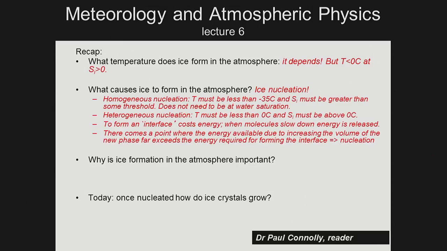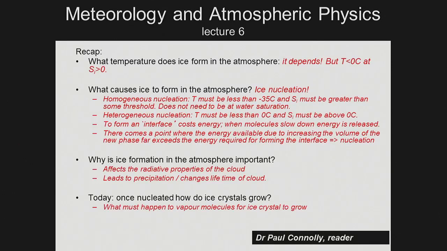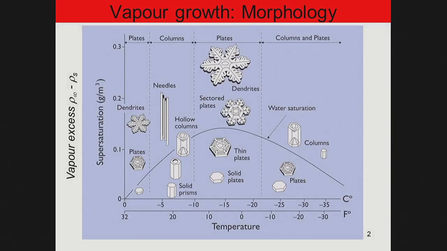So we also talked about why ice formation in the atmosphere is important. I said it affects the radiative properties of the cloud. It affects precipitation too. It changes the lifetime of the clouds. So this is important when we start to think about weather forecasting and climate change. And so today, I'm going to move on from nucleation now. I want to talk about how the ice crystals grow. First of all, let's look at the kinds of ice crystals that we get in the atmosphere and the variables they depend on.